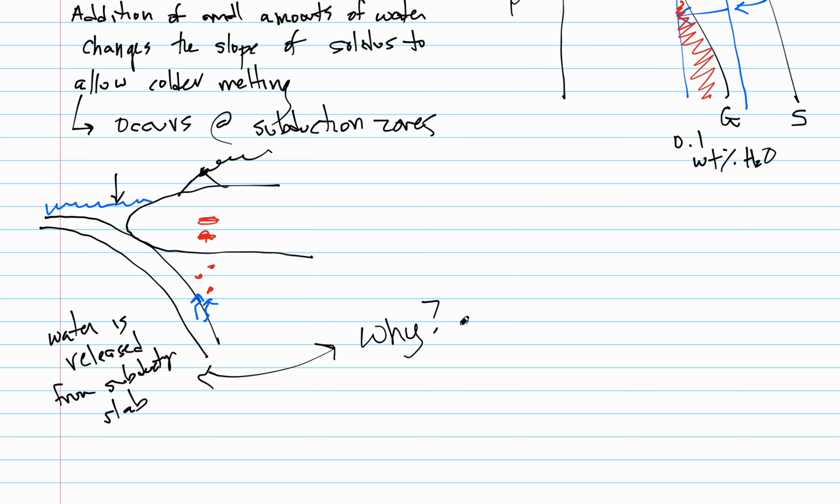But the other aspect of the why is that water weakens bonds. And by the addition of water weakening bonds in a mineral, it allows easier melting. So let's say H2O weakens bonds in minerals, which allows easier melting.